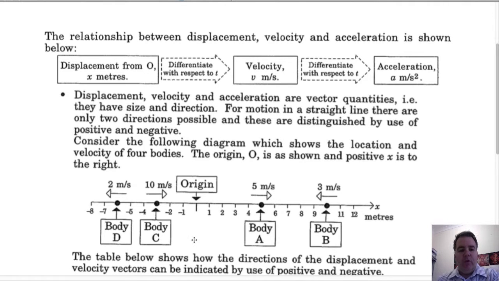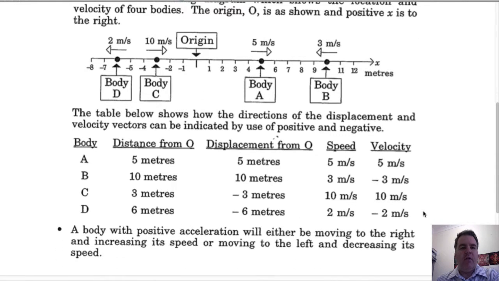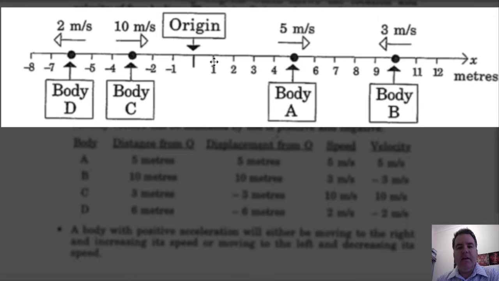First of all, in terms of the displacement, you've got the origin here. Everything to the right is positive, everything to the left is negative. Then you've got velocity. Scroll down here. Anything heading this way to the right is positive velocity. Everything heading to the left-hand side, the velocity is negative.